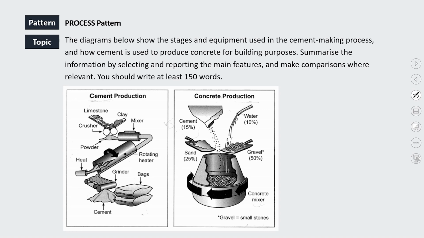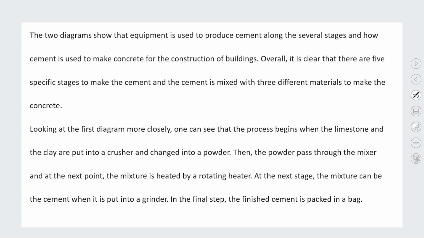Okay, so we're going to look at task 1 for describing a process. For this task 1, we've got two pictures of cement production and then concrete production. Very exciting. You've got to write 150 words summarizing and talking about the process of making cement and concrete. So let's have a look at what this candidate wrote.